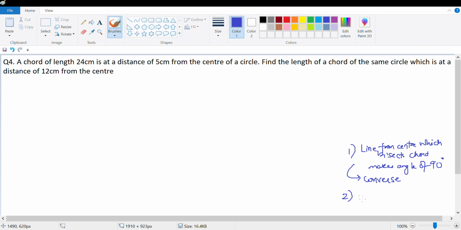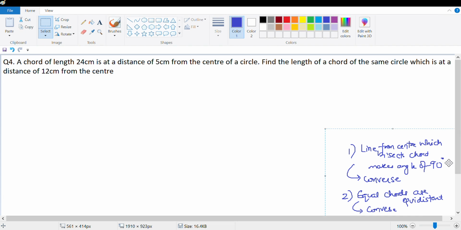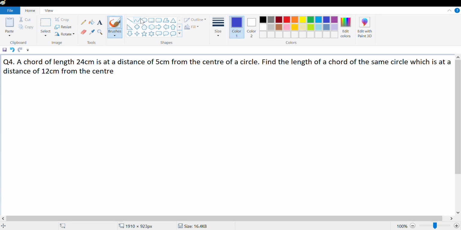Next, the second one that we talked about was equal chords are equidistant. Right? Equal chords are equidistant from the center. And then we did the converse of this, which meant that if two chords are equidistant from the center, then they must be equal. Good. Now that we've revised these four properties, let's go ahead and solve some more questions.